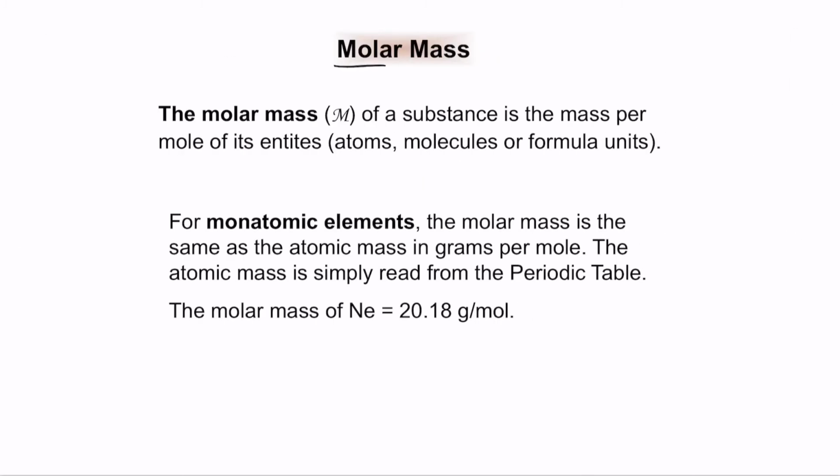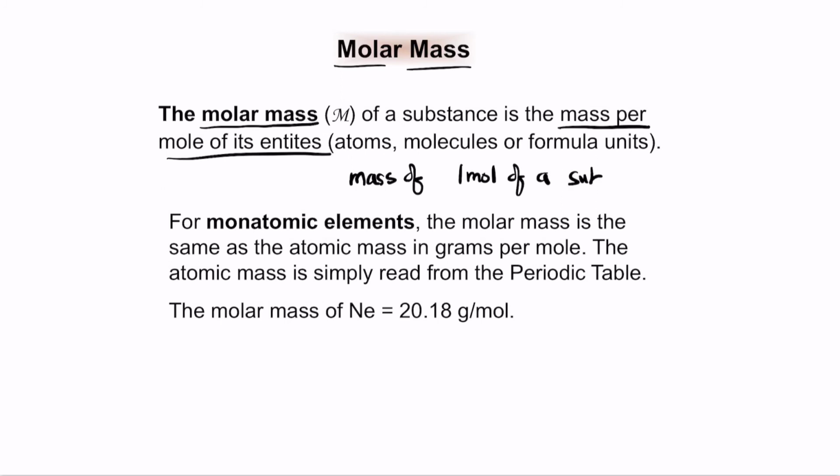Next, let's talk about the molar mass. We talked about molecular mass and atomic mass in the last lecture, so let's talk now about the molar mass. The molar mass is the mass per mole of its entities. The mass of 1 mole of a substance is called the molar mass. The name itself gives you the definition. For monoatomic elements, the molar mass is the same as the atomic mass, but in grams per mole.